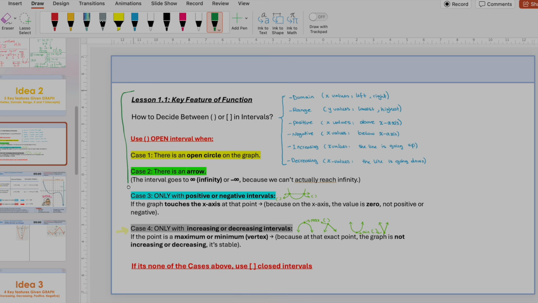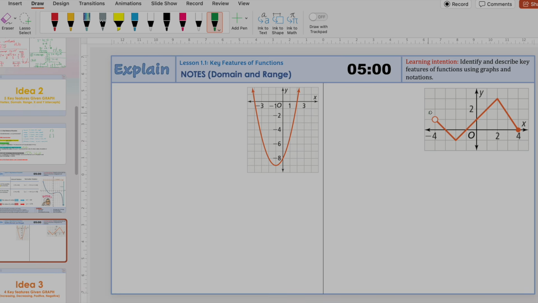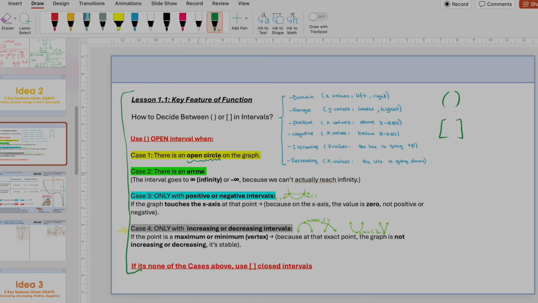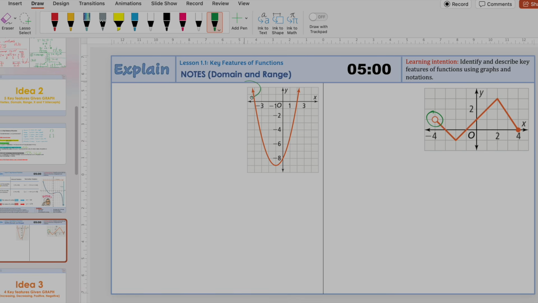These are very clear, very helpful rules that can really guide you through when to use an open bracket, closed bracket, or whatsoever. By the way, this is an open bracket, this is a closed bracket. When do we use an open bracket? When do we use a closed bracket? So I wrote for you, you use an open bracket when you have an open circle in the graph. How does it look like? Like this. When you have an arrow, like an arrow goes to infinity, like this one, okay?